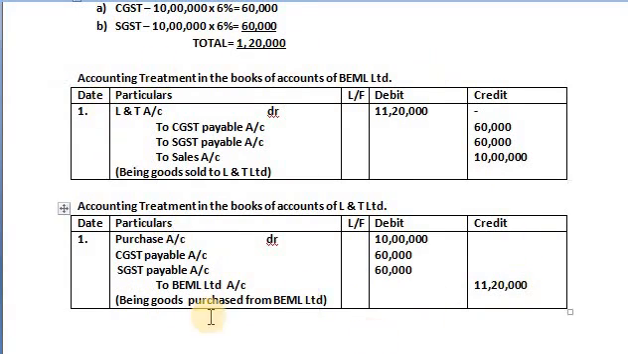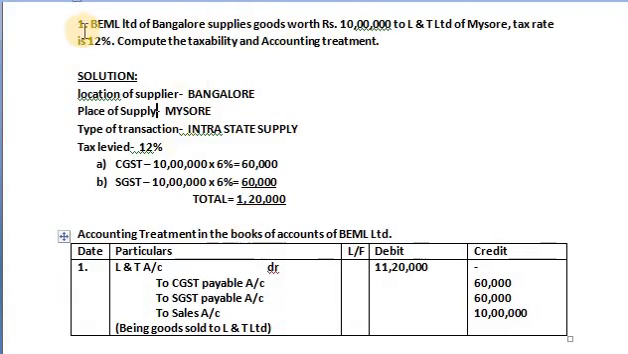So this is how the accounting treatment has to be given in both the parties' books. Clear, my dear students? Once again I'll tell you all. Here you have to be very clear in order to analyze the type of supply. Bemel Limited of Bangalore supplies goods worth 10 lakhs to L&T Limited of Mysore, and the tax rate is 12%. Compute the taxability and accounting treatment.